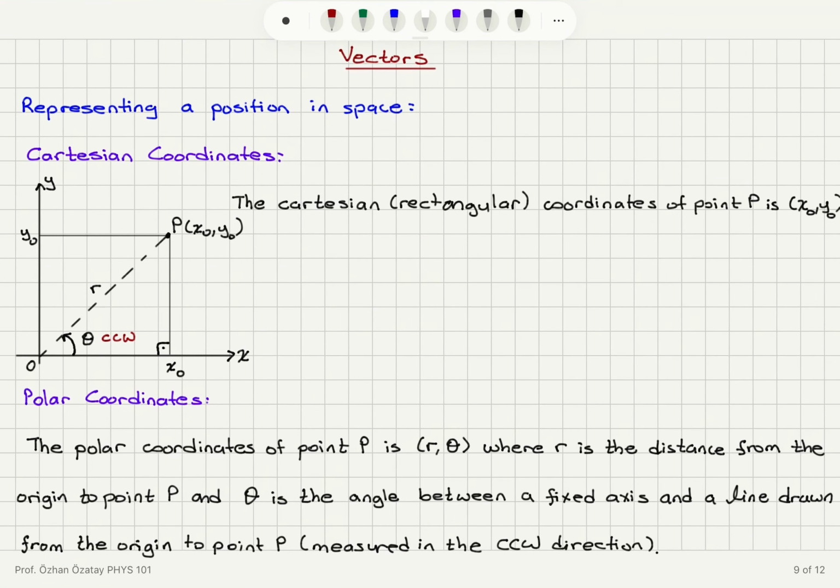We can represent a position in space either by using Cartesian coordinates or polar coordinates in 2 dimensions. For 3 dimensions, of course, we can use spherical coordinates, cylindrical coordinates, and other coordinate systems. So in the Cartesian coordinate system, the components are x0 and y0 for the projections onto the x and y axes, the distance from the origin is r, and the angle that we make with respect to the x-axis, which is a fixed axis, is theta in the counterclockwise direction.